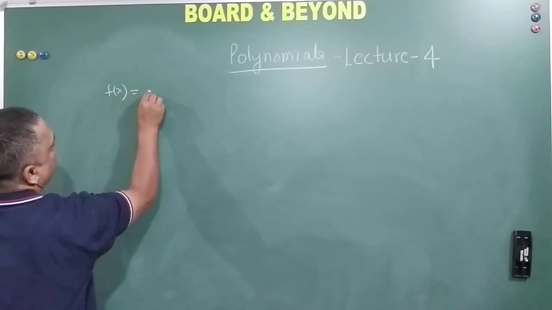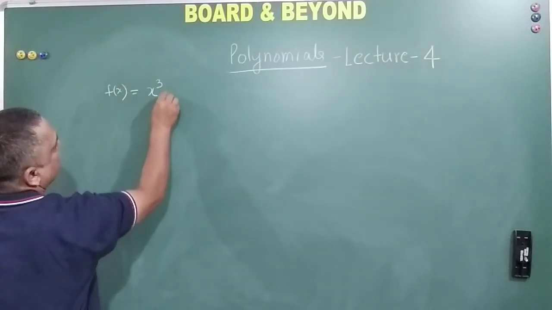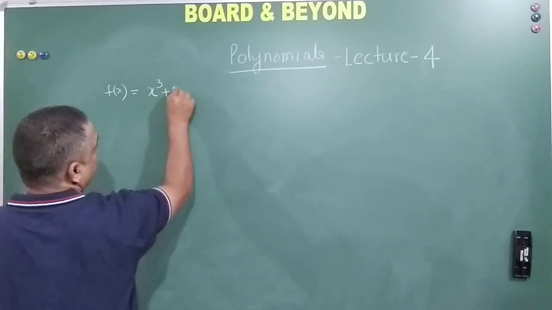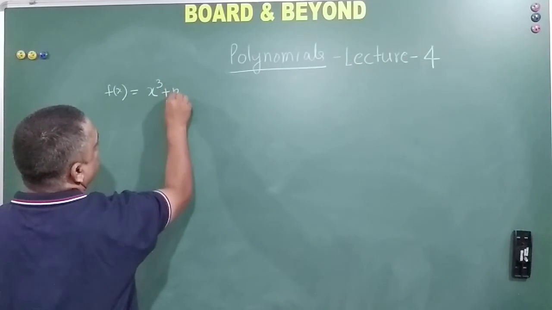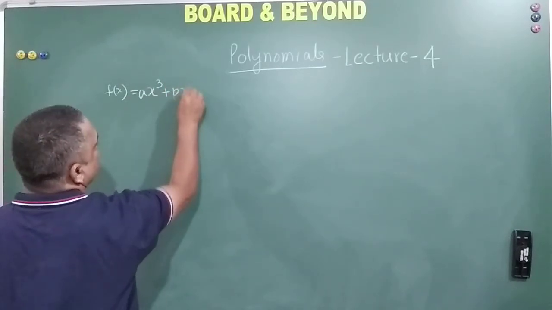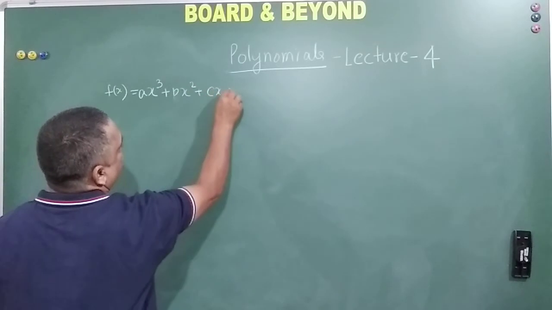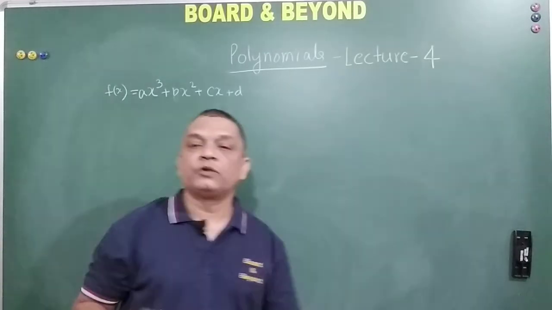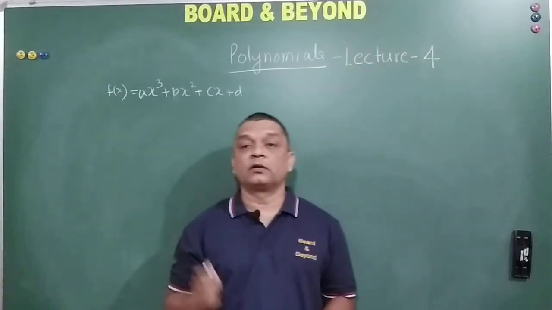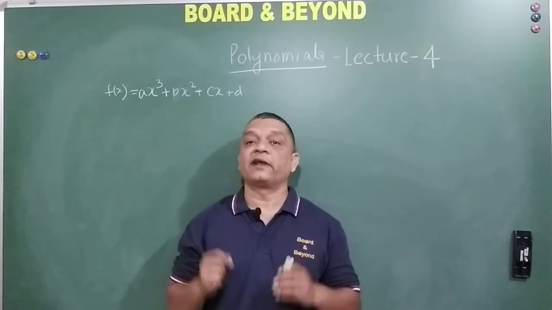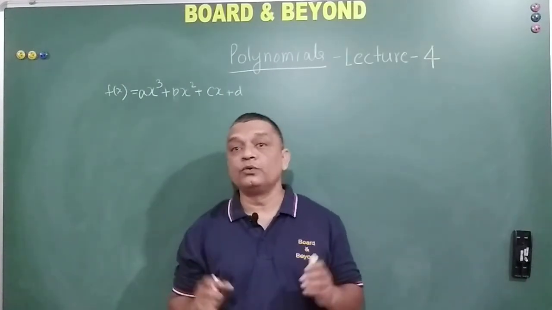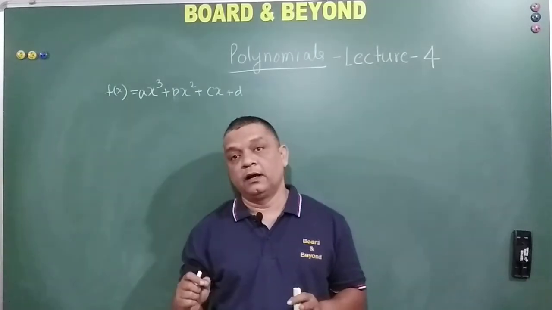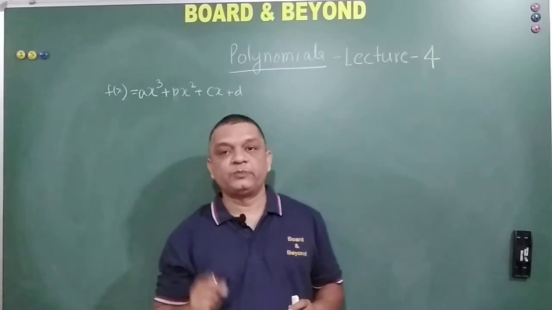Okay. So the standard form of a cubic polynomial is like this, my friends. F of x is equal to ax cube plus bx square plus cx plus d. This is the standard form of a cubic polynomial. I am going to derive the relationship between the roots and the coefficients for a cubic polynomial. Okay, again an important concept. Please pay attention here.